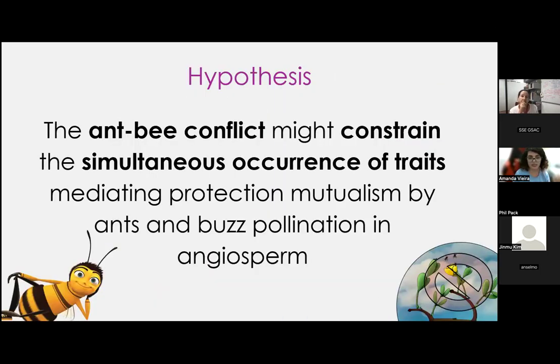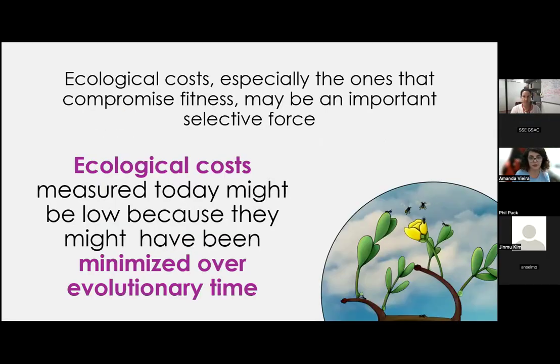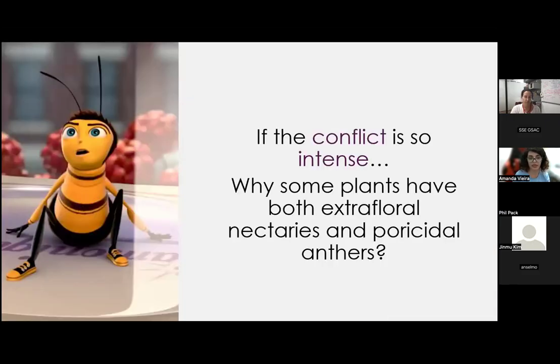So we found evidence for the hypothesis that the conflict between ants and bees constrains the simultaneous occurrence of these traits. And this happens because ecological costs, especially the ones that compromise fitness, in this case plant fitness, might be an important selective force. And the costs that we measure today might be low because they might have been minimized over evolutionary time.